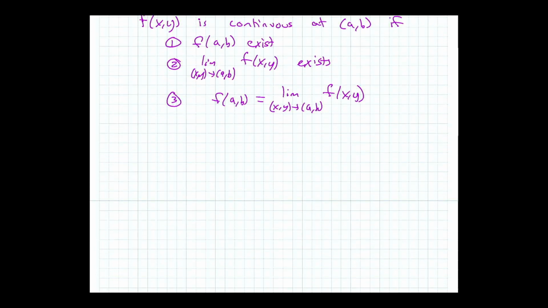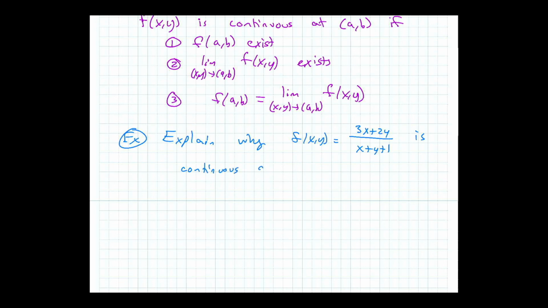So I'll just make a note here. Example, I'll just say explain. That's not what you have to do in the homework, right? But I'll just do it. Explain why f(x,y) = (3x + 2y)/(x + y + 1) is continuous at just a point. I'm just going to say (2,2). That's not the point in the book.